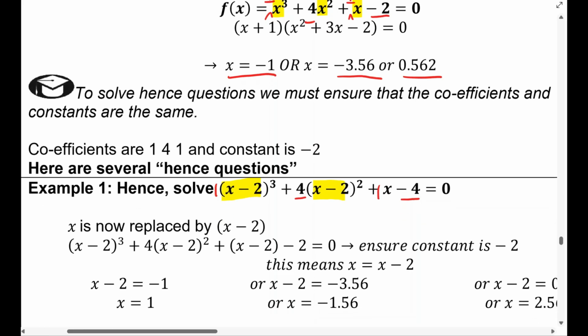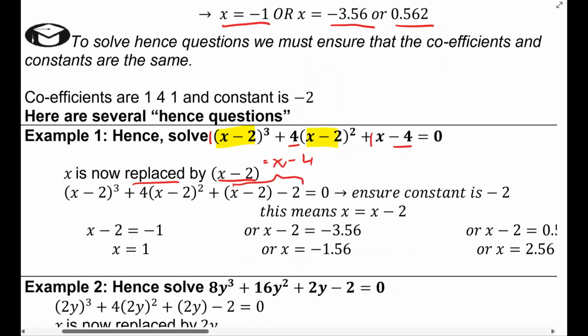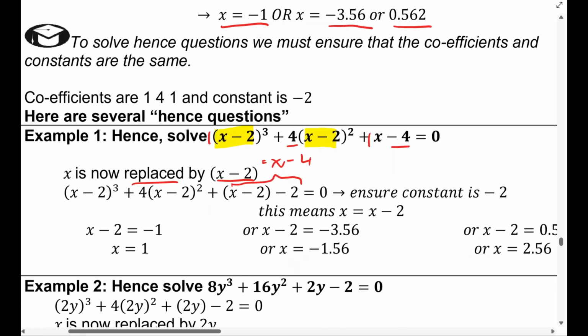Now as for why the constant is minus 4 instead of minus 2, once you write out your polynomial with x replaced by x minus 2, you will see that this part becomes minus 4. That's how you get your new minus 4 constant. But when you write it out, like in this equation, you will still see that you still have your minus 2 from the original constant.